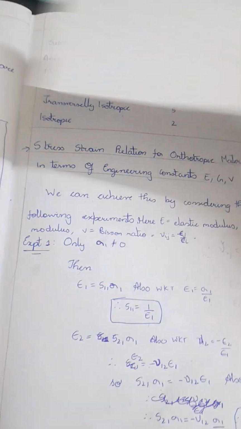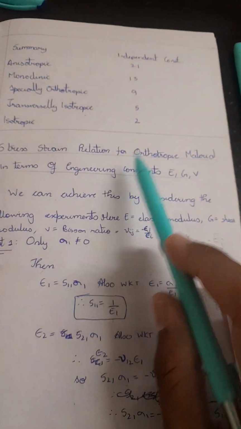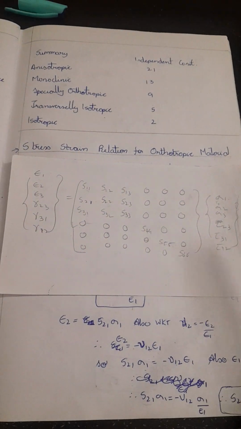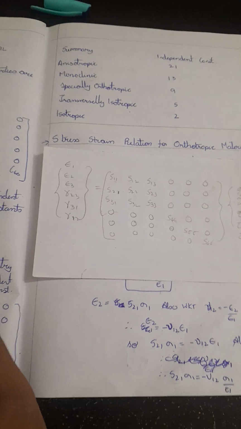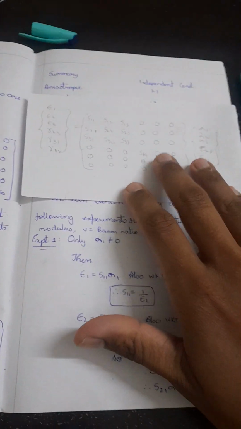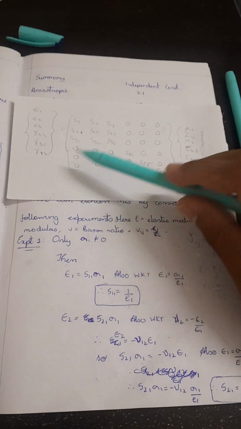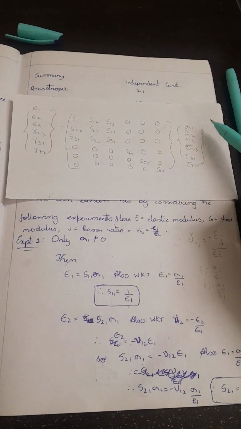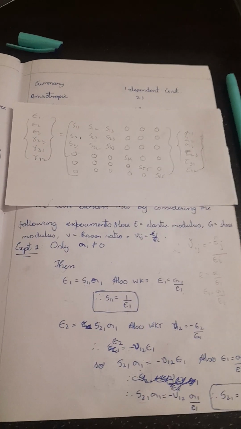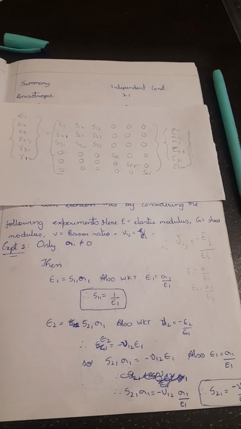Now, we're taking a relation for the orthotropic material. The orthotropic material has this matrix, as we've shown in the last video. Here these are our strain components, this is our compliance matrix, and this is our stress components. We would be trying to develop a relation by taking different experiments.